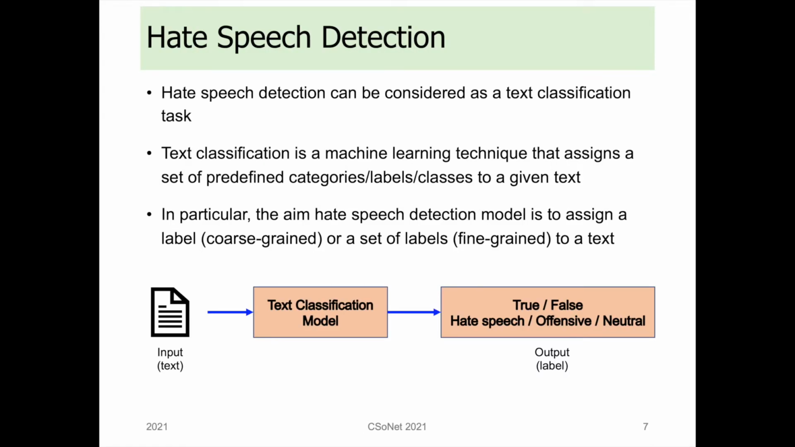In general, hate speech detection can be considered a text classification task, which is a machine learning technique that assigns a set of predefined categories, labels, or classes to a given text. In particular, the aim of a hate speech detection model is to assign a label, hate speech or not, or a set of labels, for example, hate speech, offensive language, or neutral, to a text.